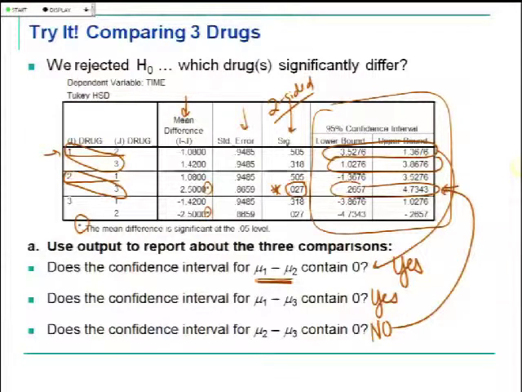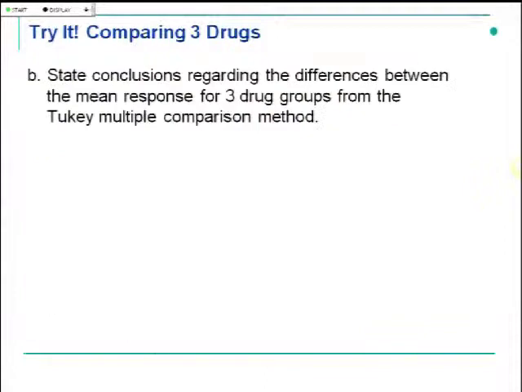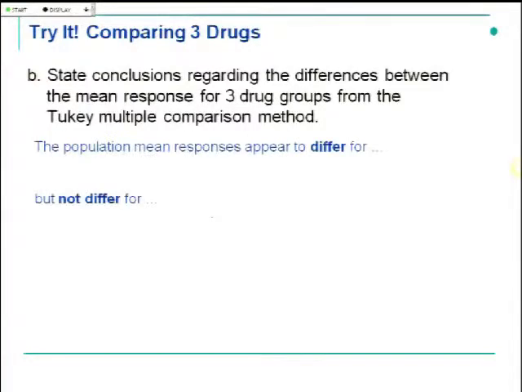So what should we write up then in Part B? State some conclusions then regarding the differences between our mean responses for our 3 different drug group populations using Tukey's method. So you've got that the population mean responses appeared to differ, which 2 drugs again? It was drug 2 and drug 3. So that's what we want to state up front. It seems to appear to differ for subjects taking drug 2 versus drug 3.